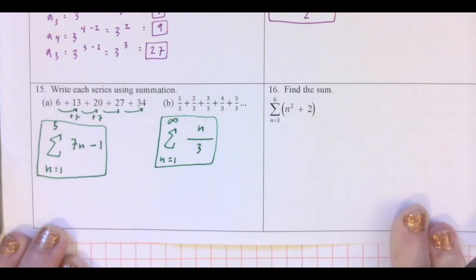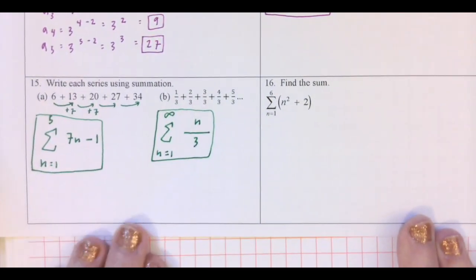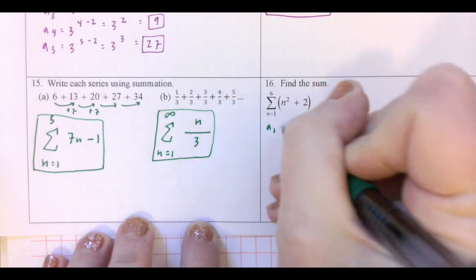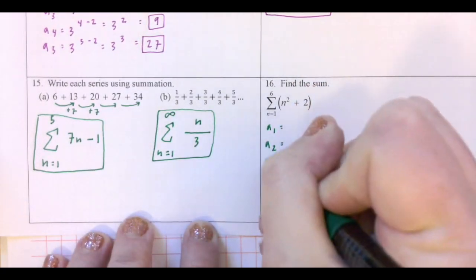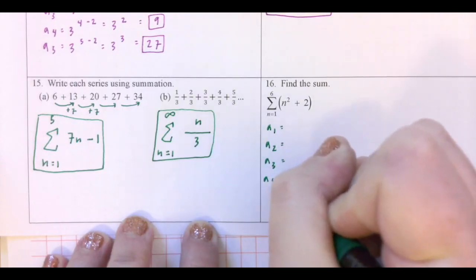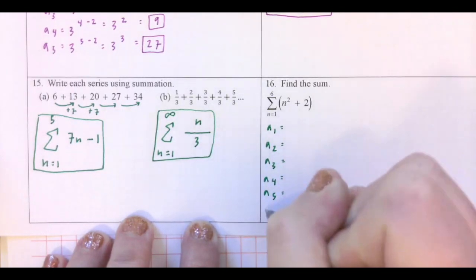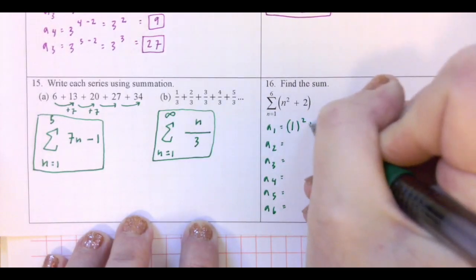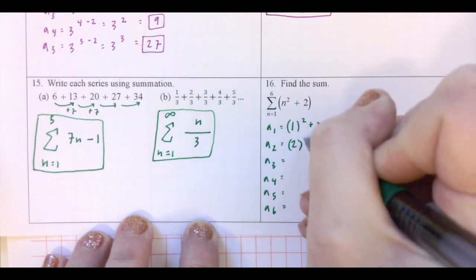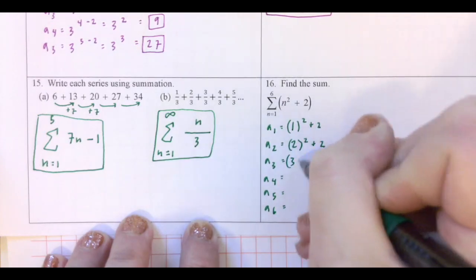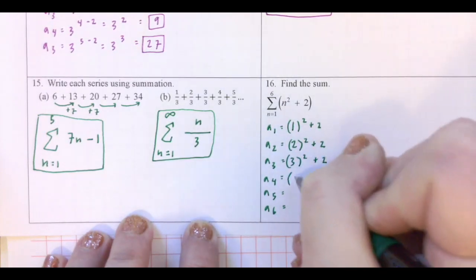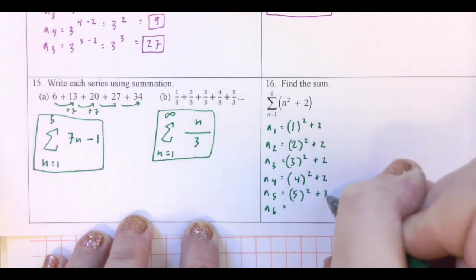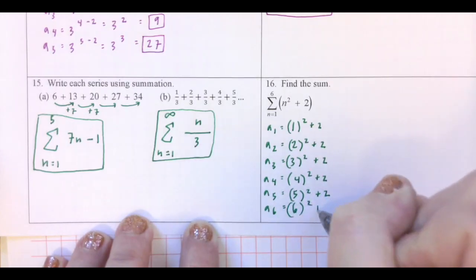Okay, and then lastly, can we find the sum? So we're saying find the sum of terms 1 through 6. So I want to go ahead and write out the first term up through the 6th term, and then go ahead and plug in. So I have 1 squared plus 2, 2 squared plus 2, 3 squared plus 2, 4 squared plus 2, 5 squared plus 2, and 6 squared plus 2.